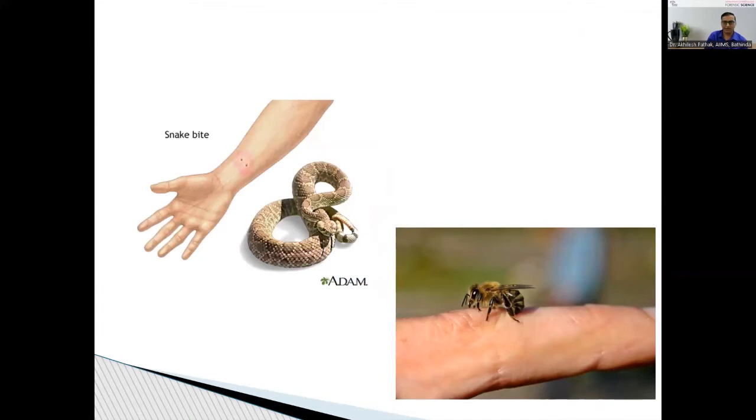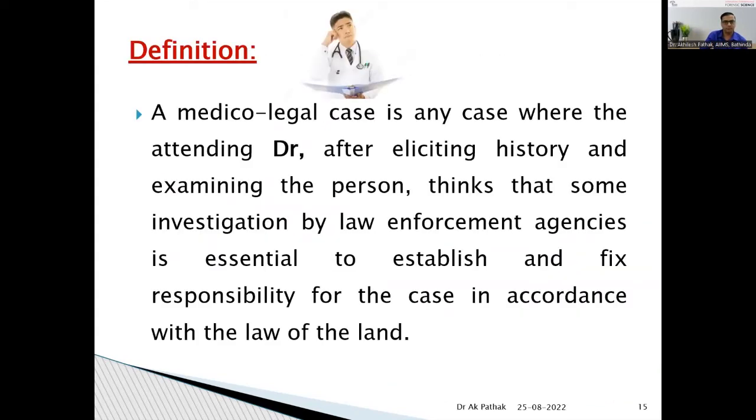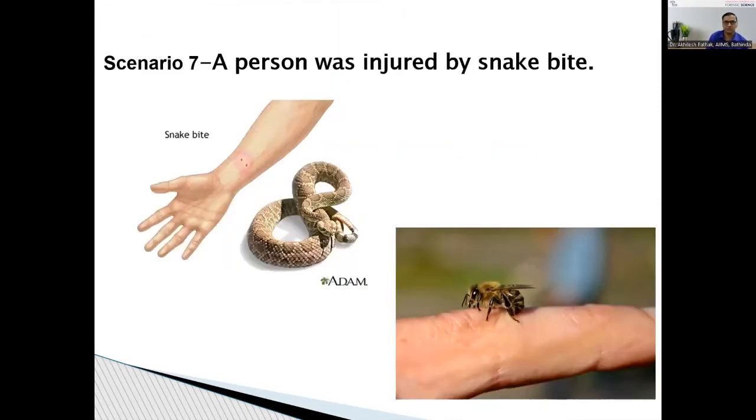Any kind of bite: dog bite, snake bite, honeybee sting, scorpion bite. So all kinds of bite cases or injury due to any animal. Is it a case of MLC? Yes or no? So moving towards these scenarios, I have discussed some case scenarios with you. There may be some doctors, even clinicians, who are not able to decide whether these cases are MLC or not. So they are confused.